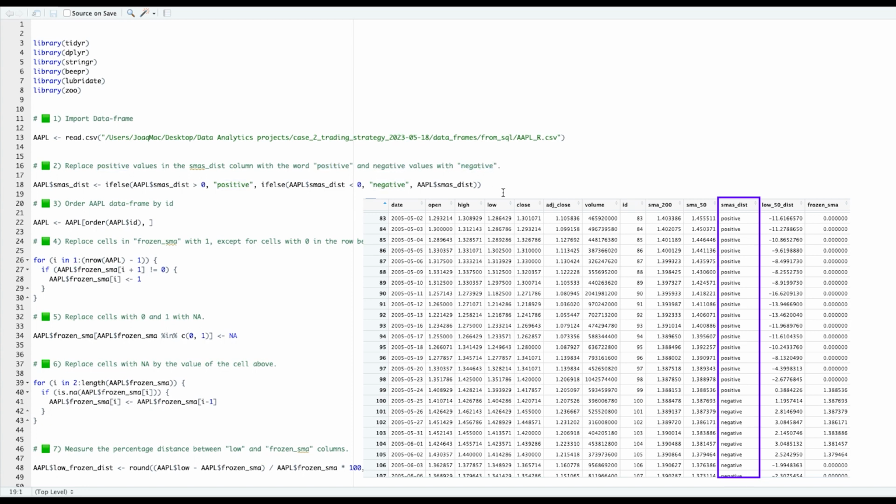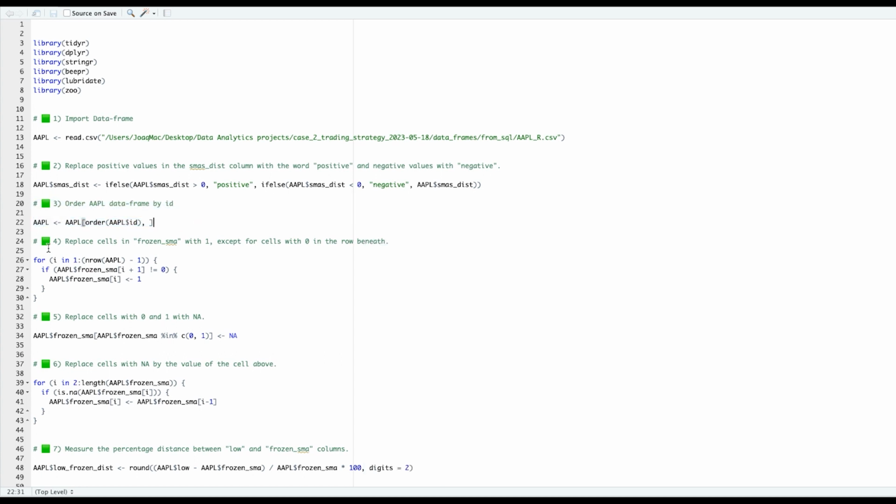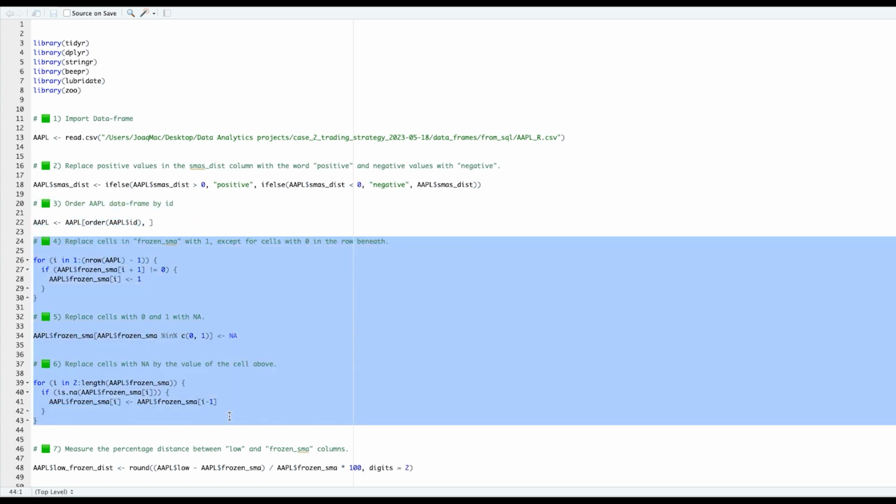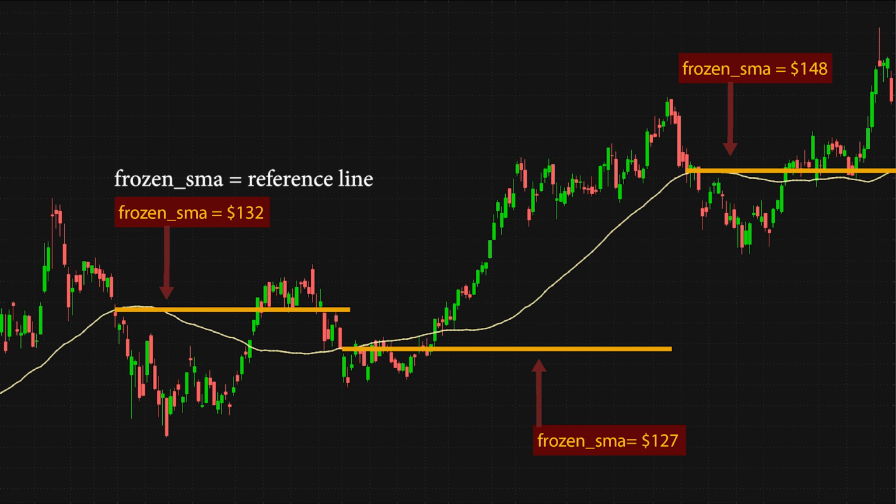This step is not essential but helps to tidy things up. Here I ordered the data frame. Steps 4, 5 and 6 are needed to extend the frozen SMA line from the moment the price breaks down the 50 SMA until it breaks it down again. To do this, I kept the price of the 50 SMA at the moment it was broken and copied that value in every row until the 50 SMA is broken again.